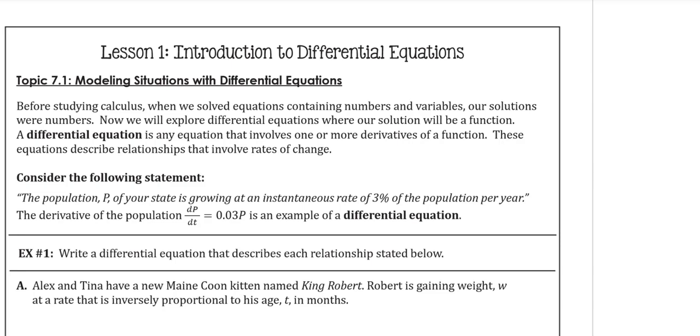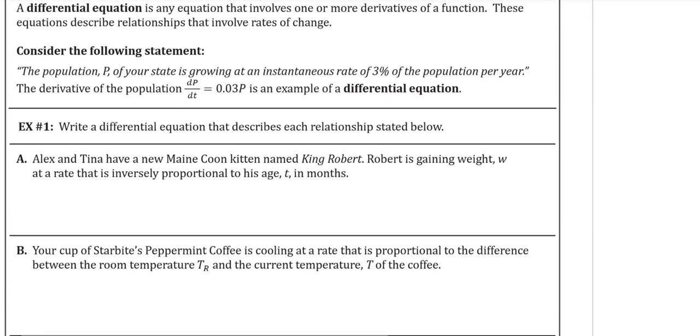To start this off, let's look at an example. What we have here is the population P of your state is growing at an instantaneous rate of 3% of the population per year. The derivative of the population can be written as dP/dt = 0.03P. And this is an example of a differential equation.